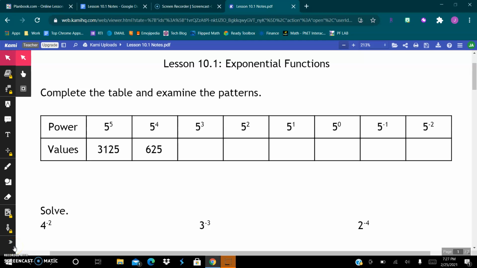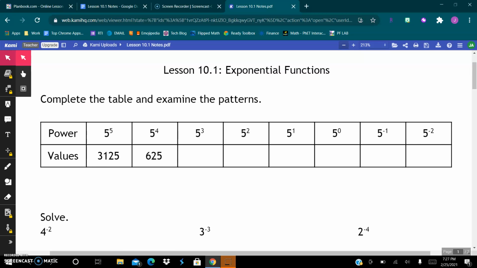For Unit 10, we are going to be looking at exponential functions here. So to start off with, we need to complete the table and examine the patterns. So we already have 5 to the 5th, that's 3,125. 5 to the 4th is 625. 5 to the 3rd means 5 times 5 times 5, which would be 125.